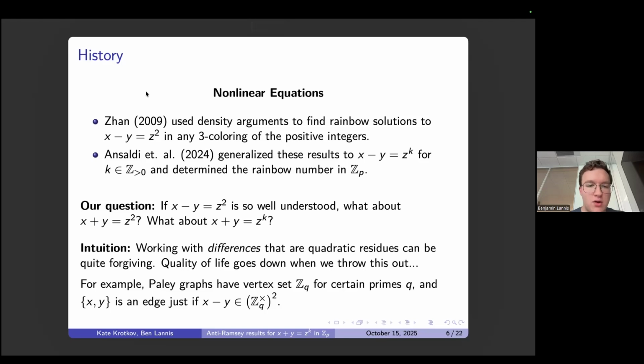So naturally, our question was, well, if x - y = z^2 is so well understood, what about x + y = z^2? And for that matter, what about x + y = z^k?